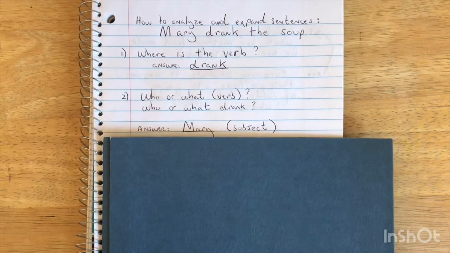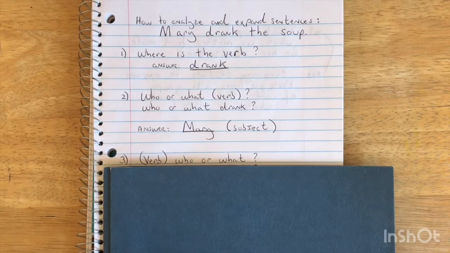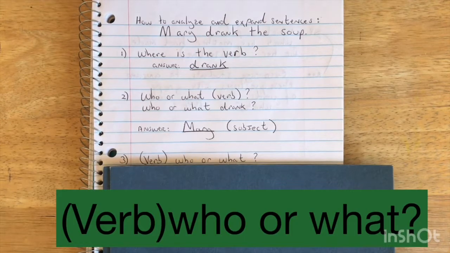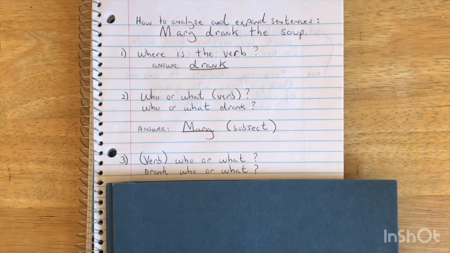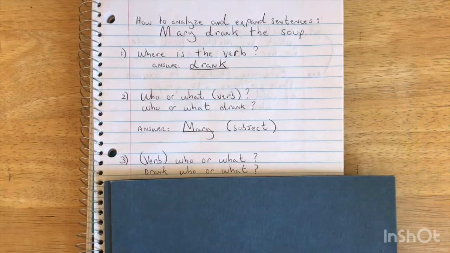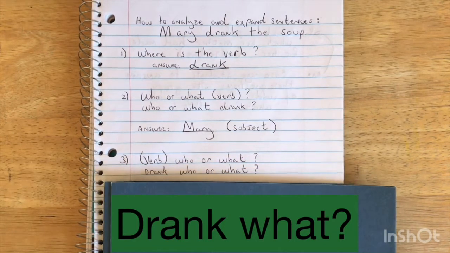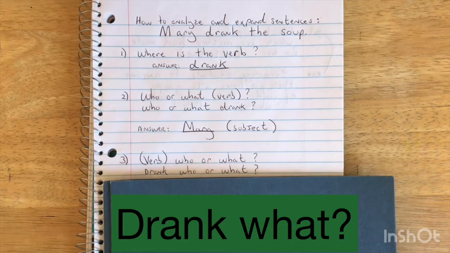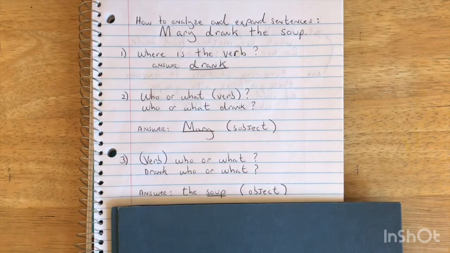Now let's go to the third question block. That's right, and that is verb, who or what. I'm going to replace the word verb with the word drank, and write drank, who or what. That is my question. Well, obviously, it's not a drank who, but a drank what, but I say the whole question anyway. But really, it's drank what, okay? So, what did Mary drink? Drank what? And the answer, as you can see here, is the soup.